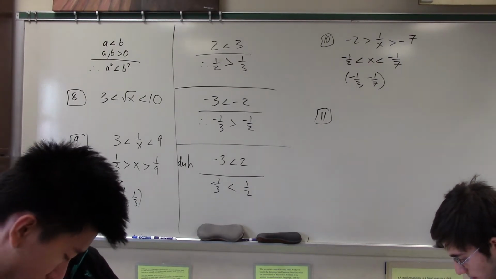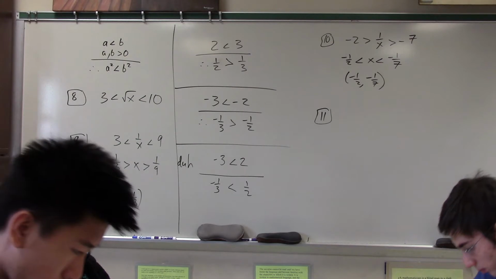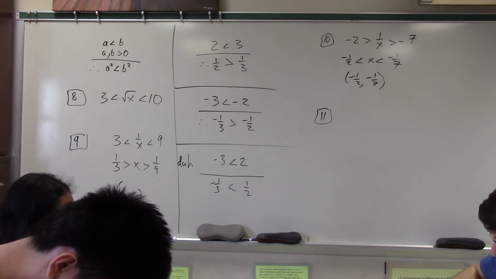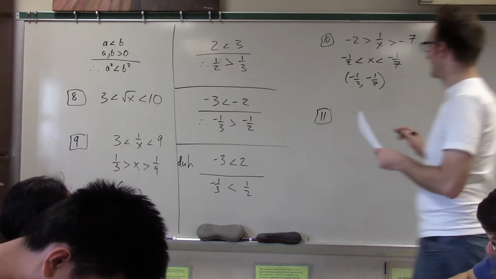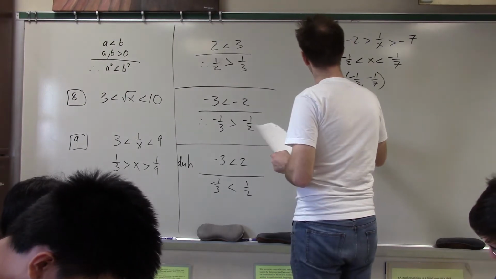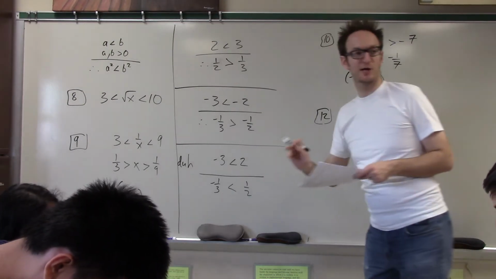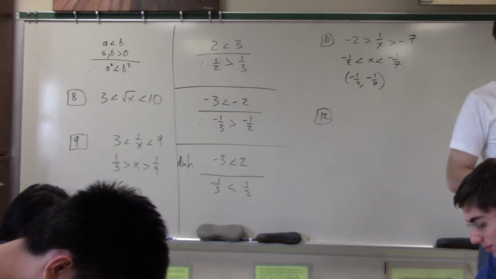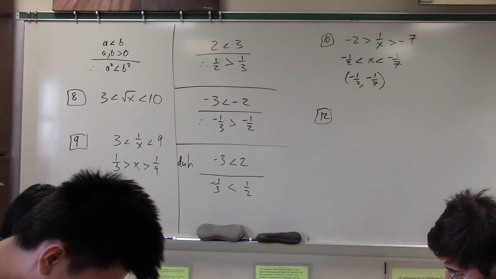12 is much trickier. Why is 12 much trickier? Because you don't know whether x is negative or positive. There are many ways to do this, so good luck. I won't give any more tips on that. Alright, next page.